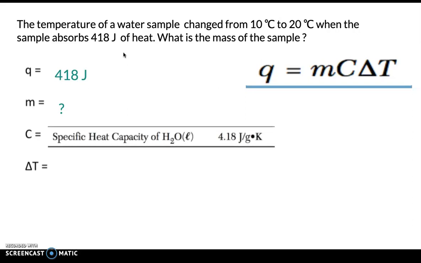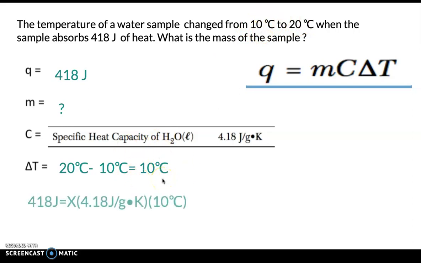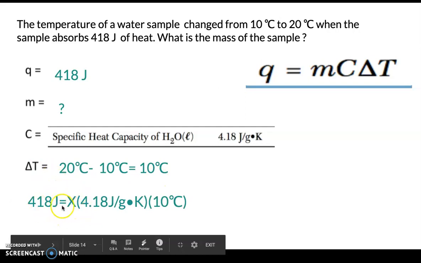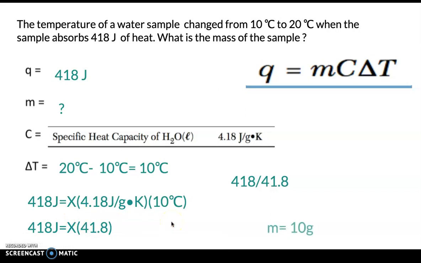We're talking about water, so the specific heat is going to be 4.18 joules per gram per Kelvin. And the change in temperature is going to be T final, which is 20, minus T initial, which is 10, to give us 10 degrees Celsius. So you're going to plug into your formula. 418 joules is equal to X, which is the mass, times 4.18 times 10. I'm going to multiply 4.18 times 10 to give me 41.8. And then I'm going to divide by 41.8 on both sides. 418 divided by 41.8 is going to give us 10 grams, which is going to be our mass.